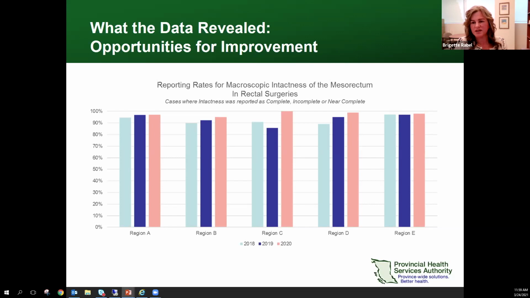When we started monitoring this data in 2018 and 2019, we saw intactness was not being reported on all rectal cancers. Instead, some were reporting it as not applicable or cannot be determined. We can see on the graph that in region C in 2019, for instance, intactness was reported on only 85% of rectal cases. So we wanted to increase reporting rates for this field.